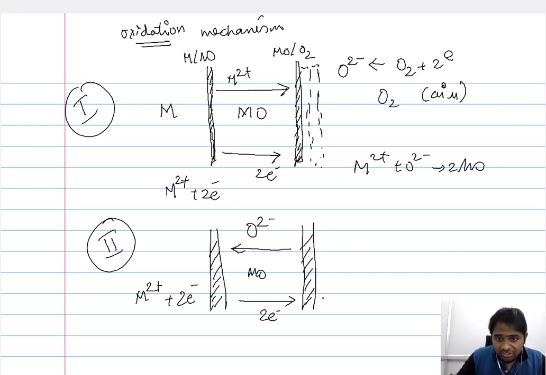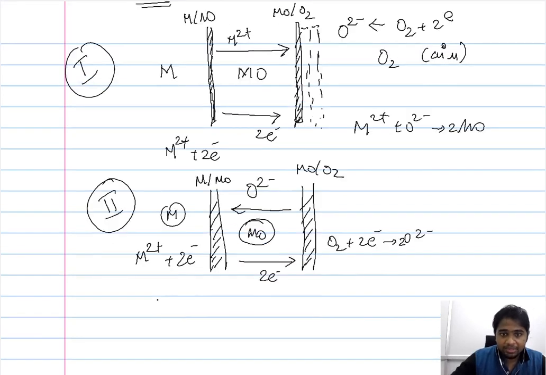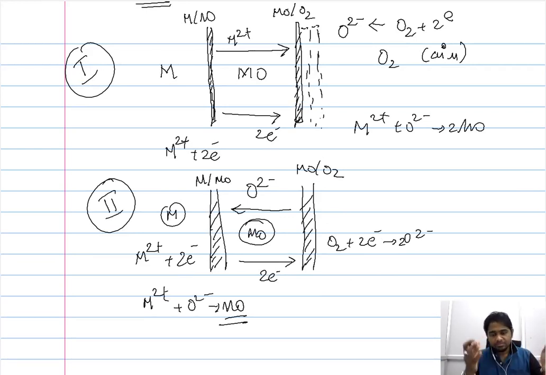But once these 2 electrons reach the surface or the interface between MO and O2, the O2 collects these 2 electrons, forms O2 minus, and this O2 minus propagates across the MO, and then it reaches the metal metal oxide interface, and there it reacts with the M2 plus, ultimately leading to the formation of the metal oxide.